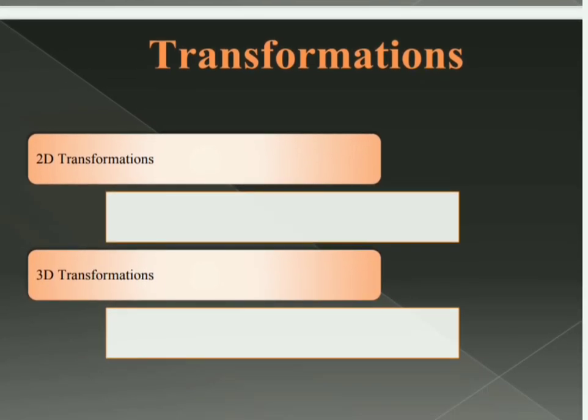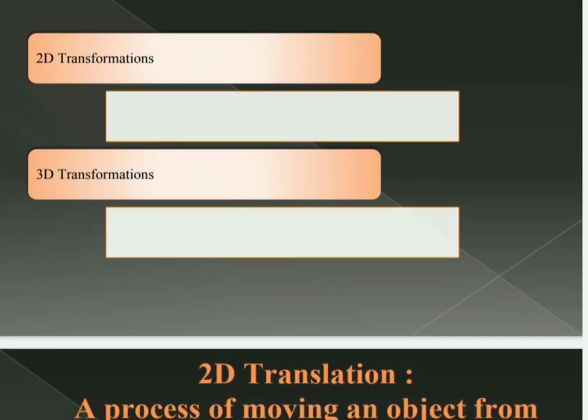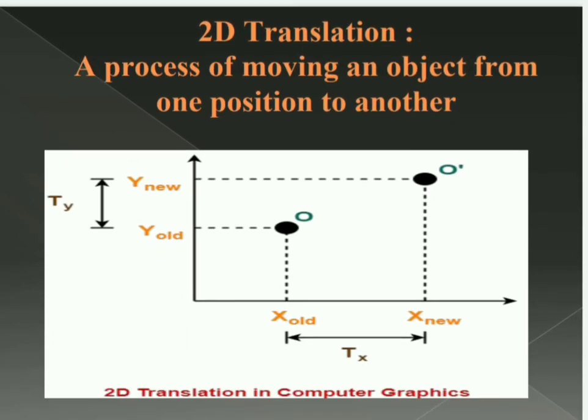Transformations are of two kinds, 2D transformation and 3D transformation. As the name implies, 2D transformation deals with the xy plane and 3D transformation deals with the x, y and z plane. In today's lecture, we will see certain 2D transformation techniques. So let's start with the topic 2D transformations.